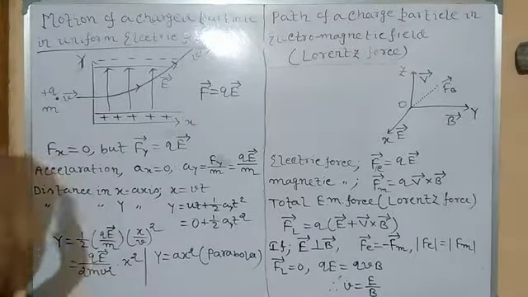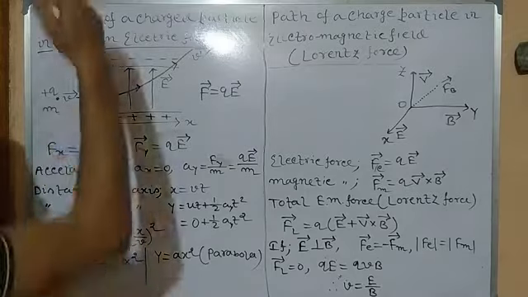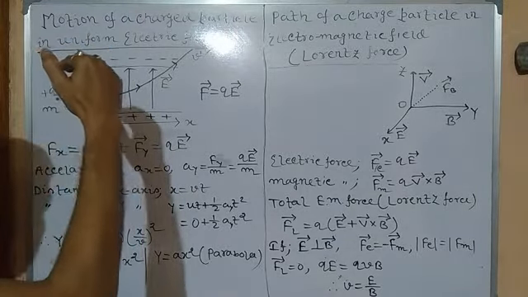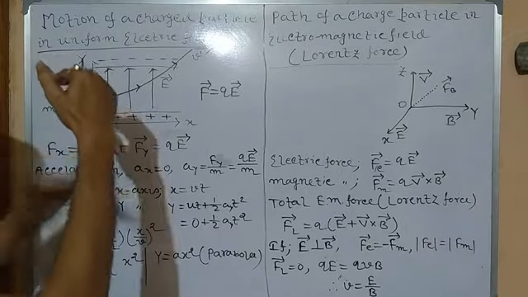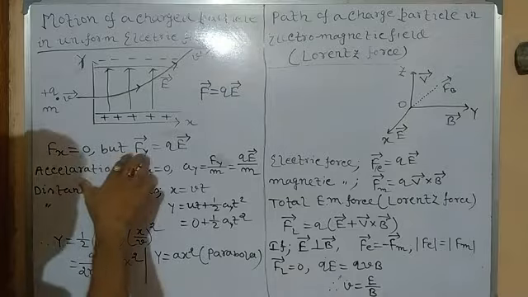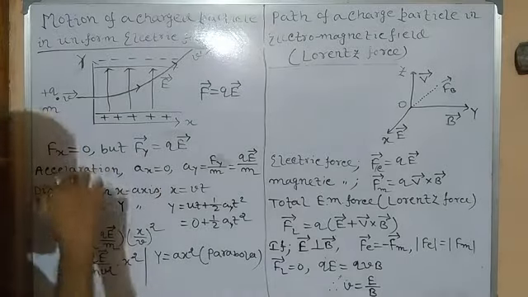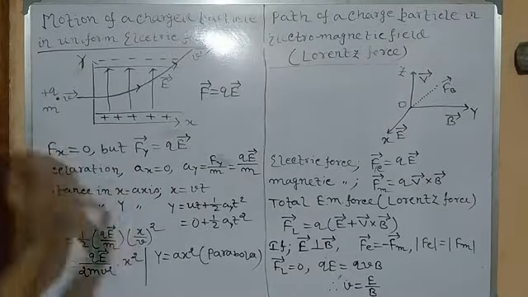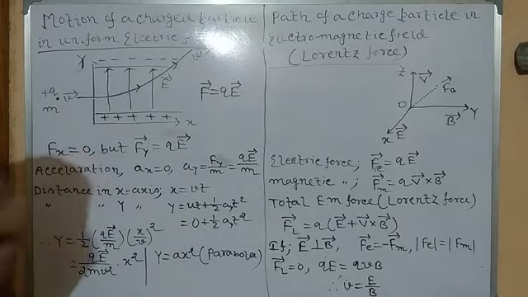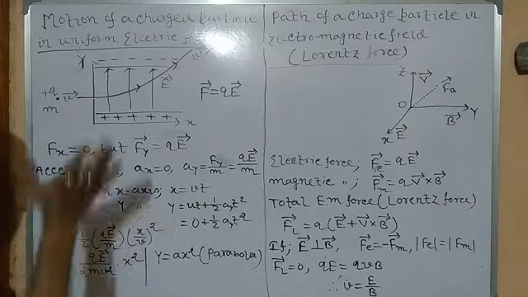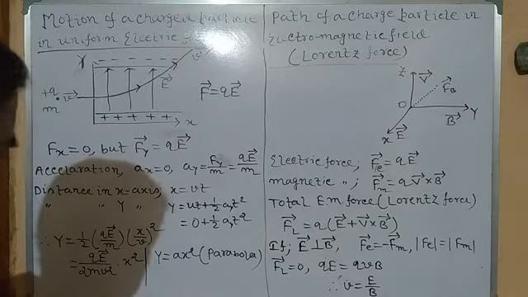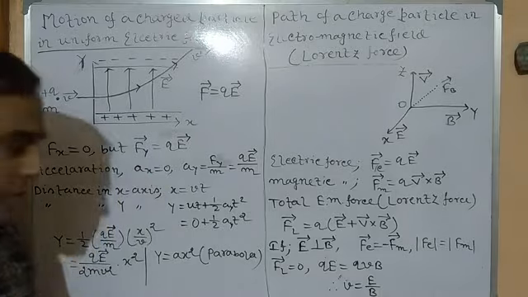Clear? Why? Because the electric field is acting in the upward direction and the particle is moving along the x axis. So its x component of force is 0, but it will have a component of force along the y axis. It means along the y axis it will experience a force, that is qE. Clear? As I said, since the electric field is acting in the upward direction along the y axis. Very clear. There should be no confusion with this.